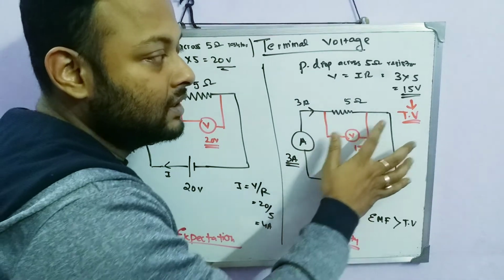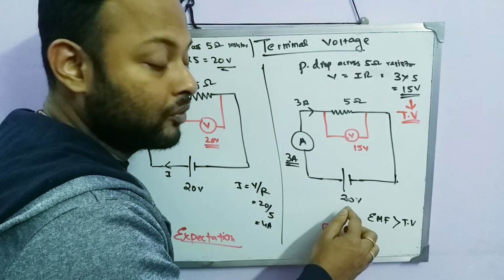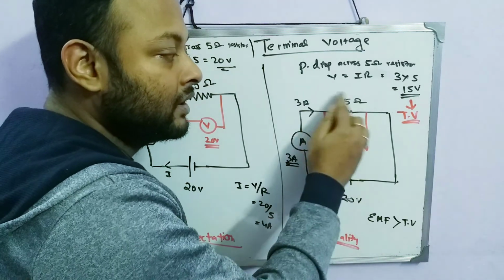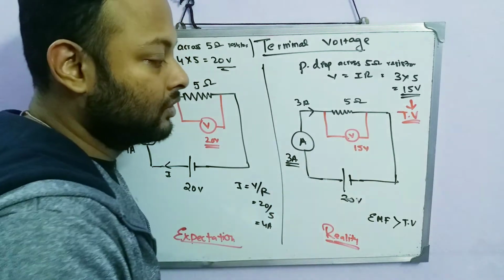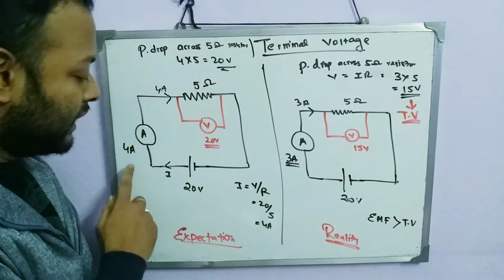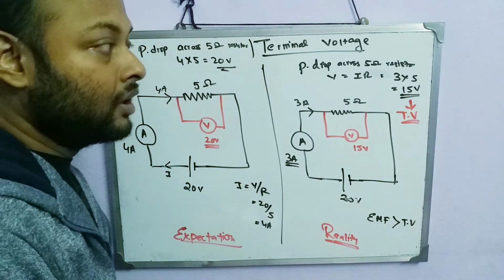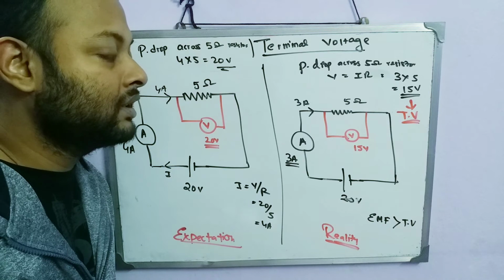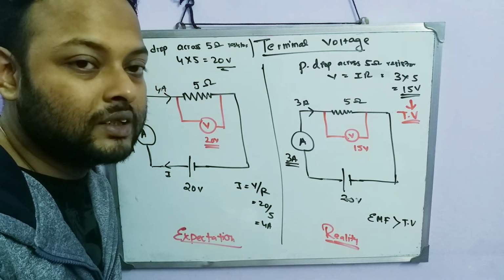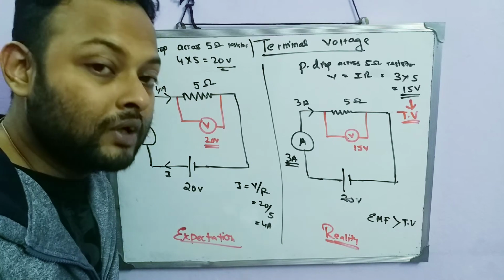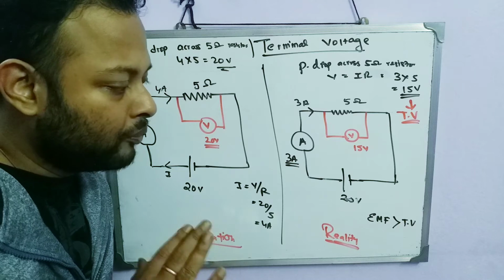So we can see EMF is 20 volt, and the potential difference I am getting over here is 15 volt, because we expect the current to be 4 ampere according to Ohm's law, but it is coming to be 3 ampere. Now why this decrease in the terminal voltage and current is happening, we will discuss. Obviously these questions are in your mind, but we will discuss that in the next class. So I hope you understood till here.